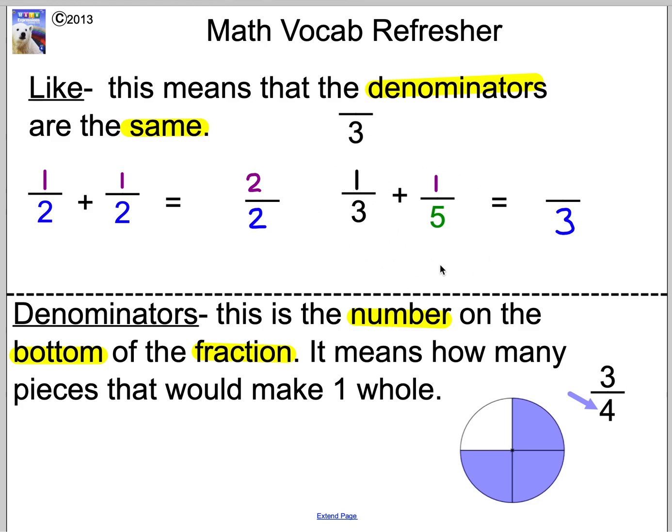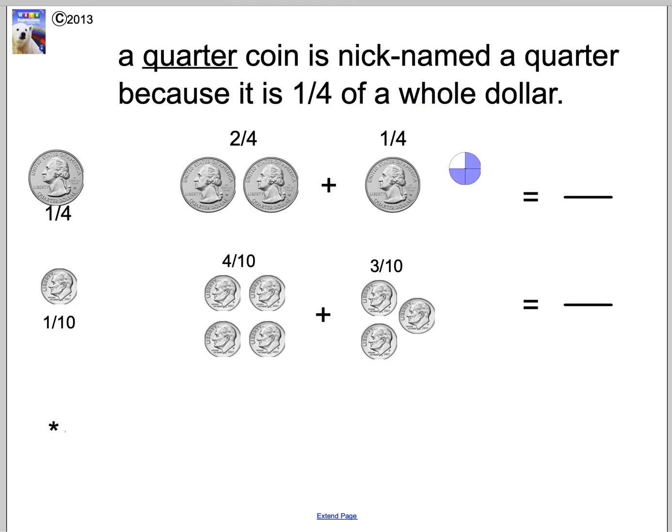Here I have a third plus a fifth. I can't add them yet because the denominators aren't the same. So, in order to do that, I would need to have thirds. Now I can add this problem. 1/3 plus 1/3 happens to be 2/3. So let's think about that as we move on to the next slide.